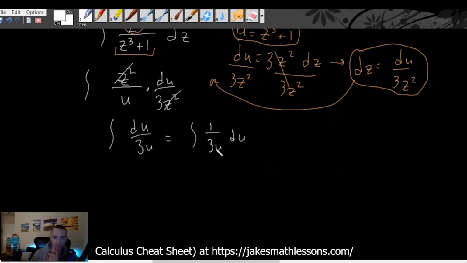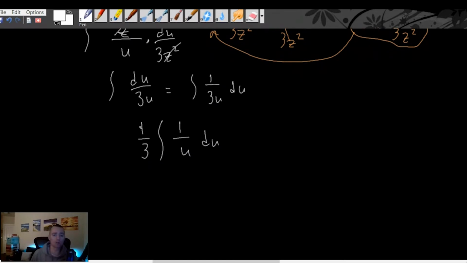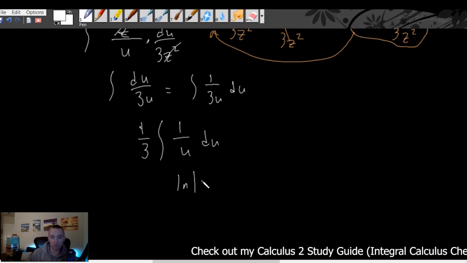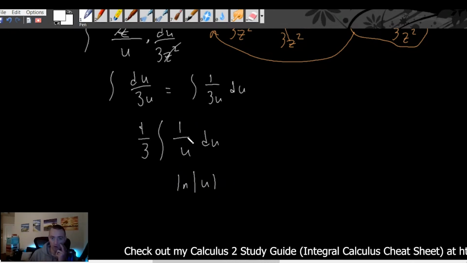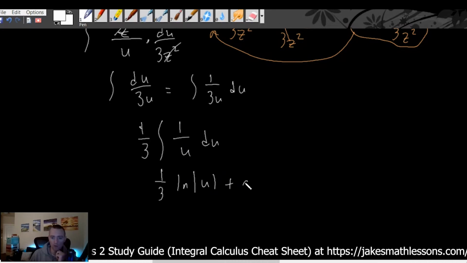We're going to integrate with respect to u of 1 over 3u. To do that, first of all, we can pull out this constant 1/3, and we're just integrating 1 over u with respect to u now, which is a fairly straightforward integral. This is actually one of the integrals on my integral calculus cheat sheet, or my Calculus 2 study guide. If you haven't checked that out yet, there is a link down in the description where you can get more info on that, and in the pinned comment below as well. But the integral of 1 over u is natural log of u. So this integral here is just ln of u. We still have our constant 1/3 out front. And then we also want to add in a plus c.